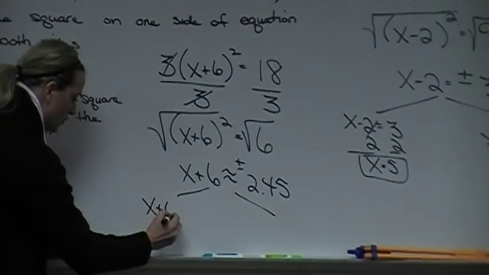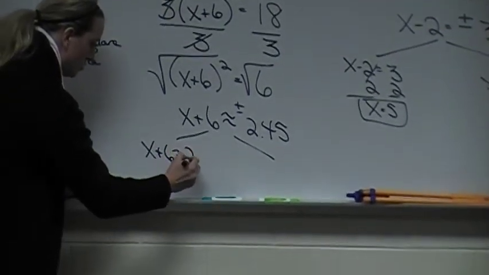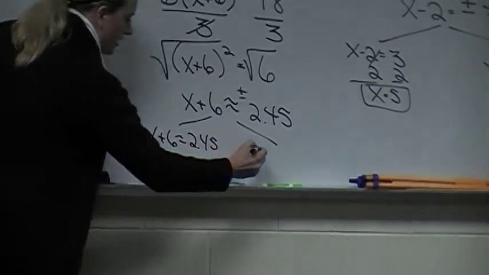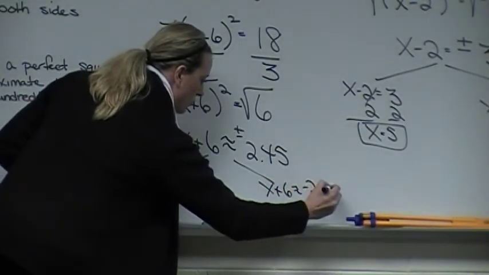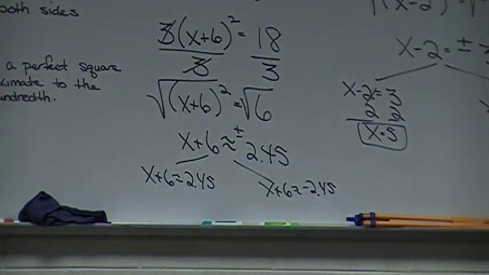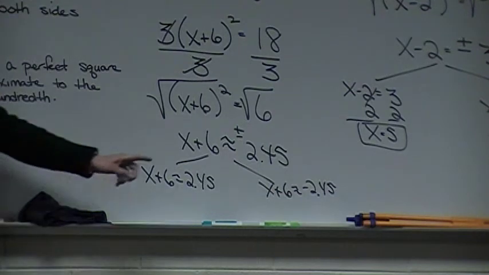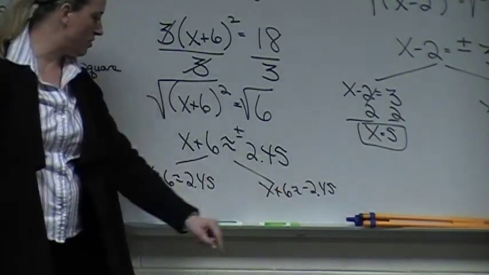X plus 6 is approximately equal to 2.45. And x plus 6 is approximately equal to negative 2.45. And then you get your 2 answers by just subtracting 6. I don't have a lot of room there, guys. So if I subtract 6 from this one, and then I subtract 6 from that one, that's me negative 8.45.